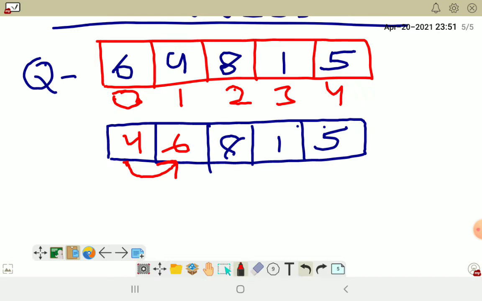Thereafter, the first number will get compared with the next number. What we need to ask regarding greater than: is the first number greater than the next number, with 8? No. No means nothing to do. Again it will proceed. Is the first number greater than the next number? Yes, now it is yes. 4 is greater than 1. So what do we need to do? We have to swap again. Swap means 1 will come in the first place and 4 will go to the fourth place.